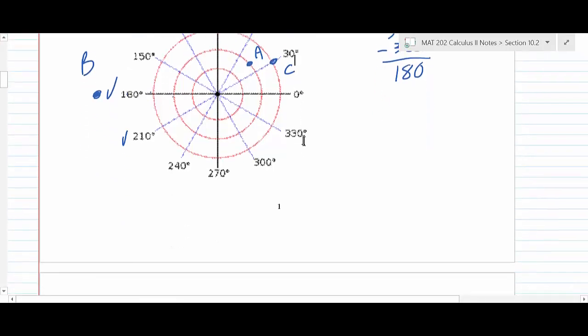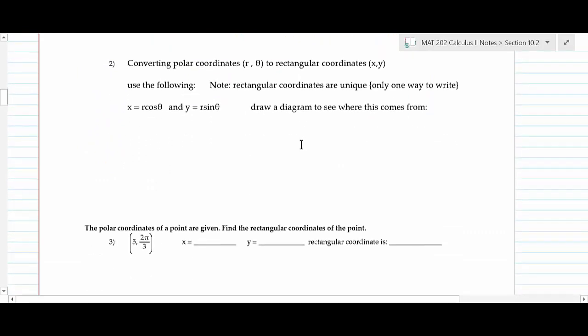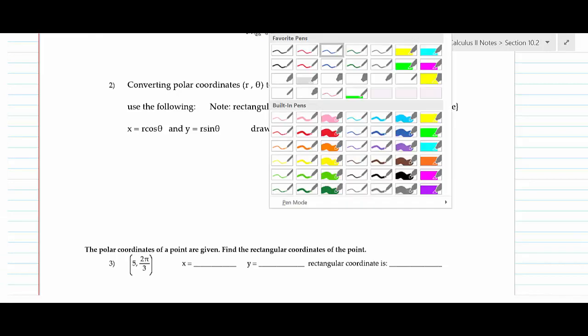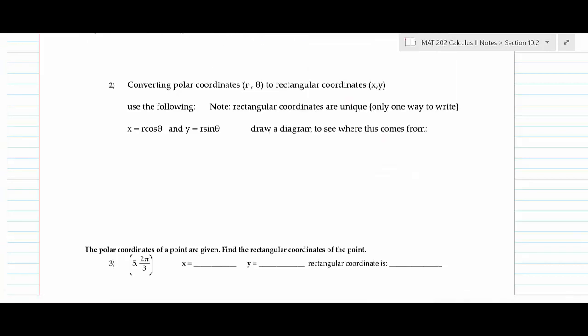Okay, all right. The main thing we're going to work on is how to write points in different ways, and converting coordinates would be the big thing I want to do here. So let's go ahead, and I want you to draw a diagram on this. We want to go over these substitutions.